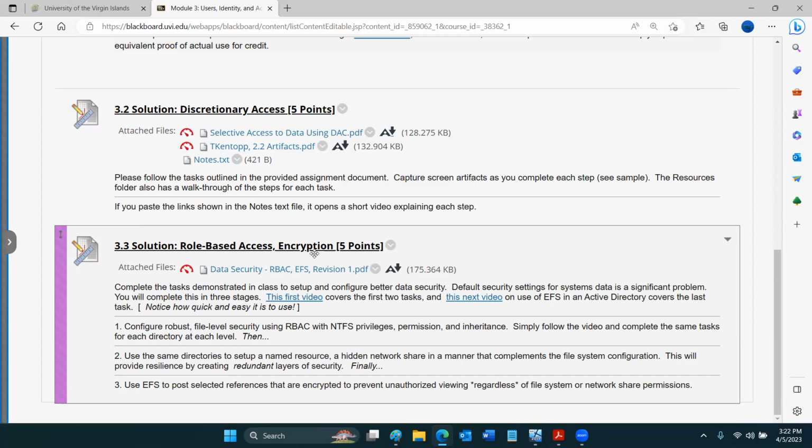The last part of the 3.3 solution is to use the built-in encryption options to protect data. So if access control is incomplete or incorrect, the fail-safe is encryption. And what we'd like you to do is experience and use the built-in encryption in an enterprise setting or Active Directory domain. Most of us have home editions of Windows.